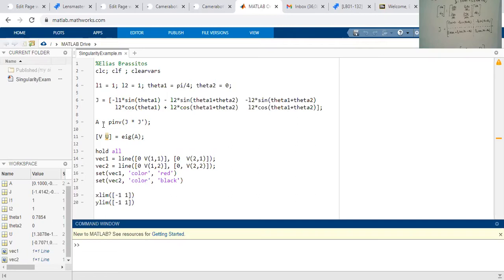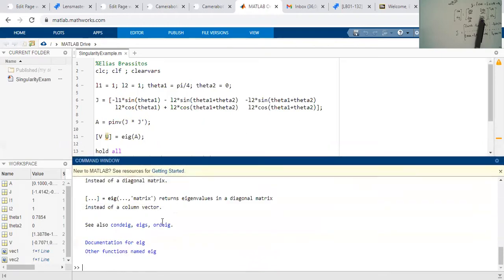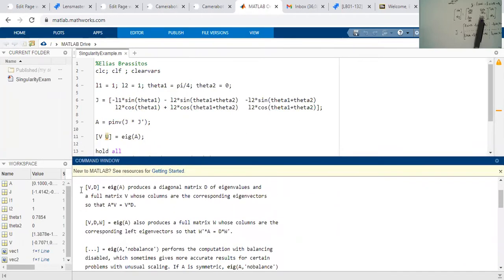And A is the matrix that we just defined, and V and U are our eigenvectors and eigenvalues. I think I mistakenly swapped them, so it should be V and U. In Matlab, if you want to understand a function, just type help, for example eig, and it will show you all the documentation and walk you through it. So this is V and D. It tells me that V is my eigenvectors, and D is the eigenvalues.